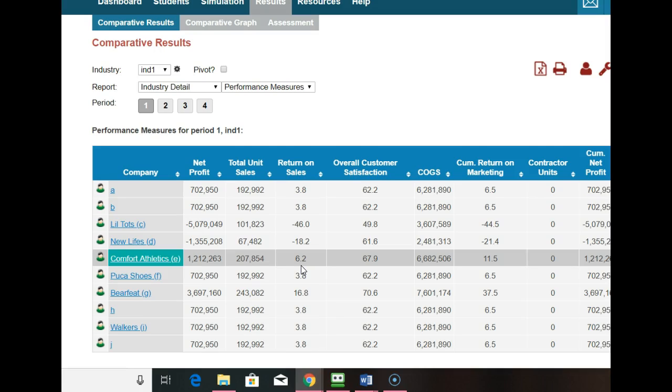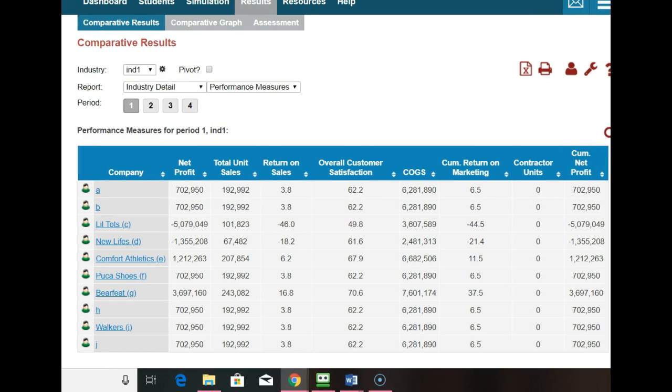So this company has a pretty good balance of everything, and if you look at their cumulative net profit, they're making a pretty good profit as well. I'll move that over a little bit so you can see that. So that's where you kind of want to be. So then you can say to yourself again, if I go back to return on sales and I increase my unit sales and increase my customer satisfaction, I might be able to make more profit.